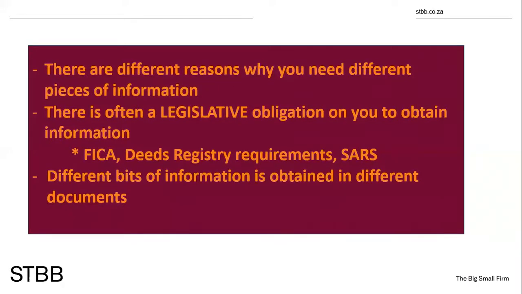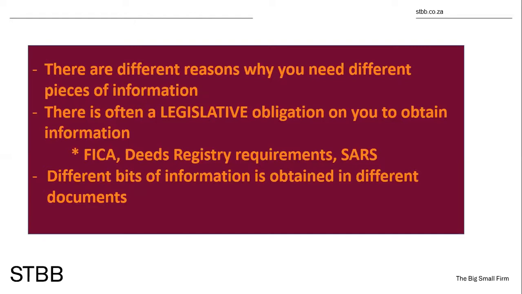There are obviously different reasons why you need to collect information and different pieces of information from clients. You and I are both aware of our massive FICA or Financial Intelligence Centre obligation as an accountable institution. Estate agents or agencies and conveyancing attorneys are the first two main accountable institutions that the Financial Intelligence Centre obliges in terms of identifying clients and verifying the client's identity as well as the money in the transaction.